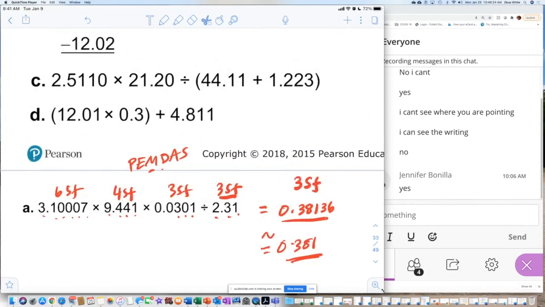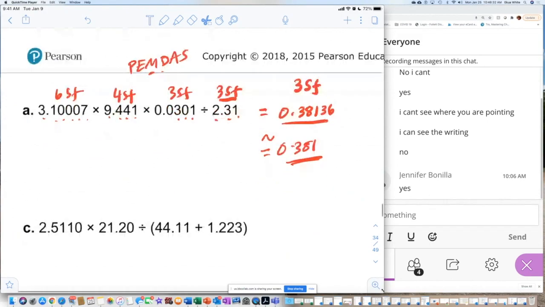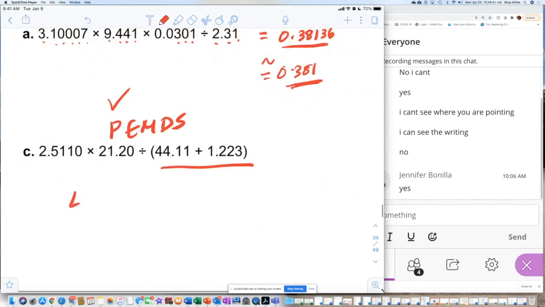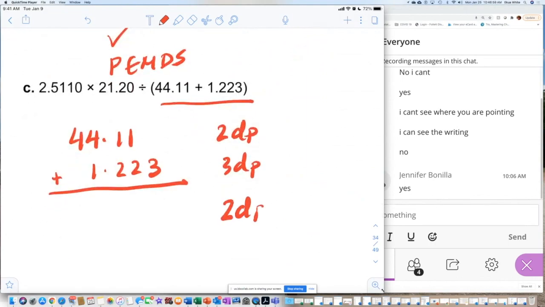The second one I'm going to work on, as I said, I'm working on these ones real quick, just to show you the other way of working this out. Once again, I'm doing PEMDAS here, parentheses first. So I'll do this part first. Line this up because it's decimal. 1.223. Add these. So this time I'm going to round as I go, right? I have 2 decimal places, 3 decimal places. My answer will be rounded off to 2 decimal places. So I'm going to do it that way. 44.11 plus 1.223.